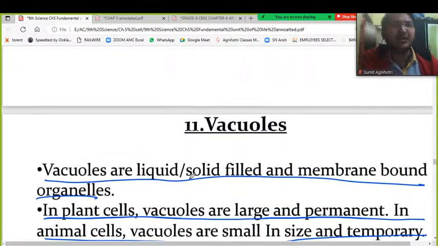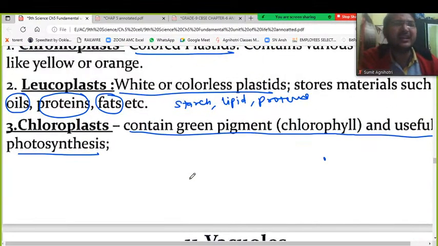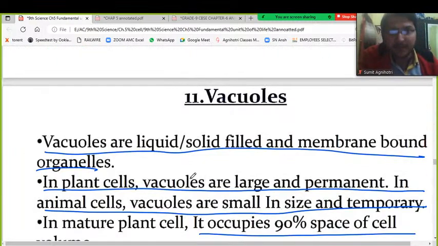Then we have different colors. You can observe: what is the reason behind the color of your tomato? What is the plastid involved in the color of carrot? What is the plastid involved in the color of other fruits? You just go through this, and search all these points that I have just asked. Then we have vacuoles.